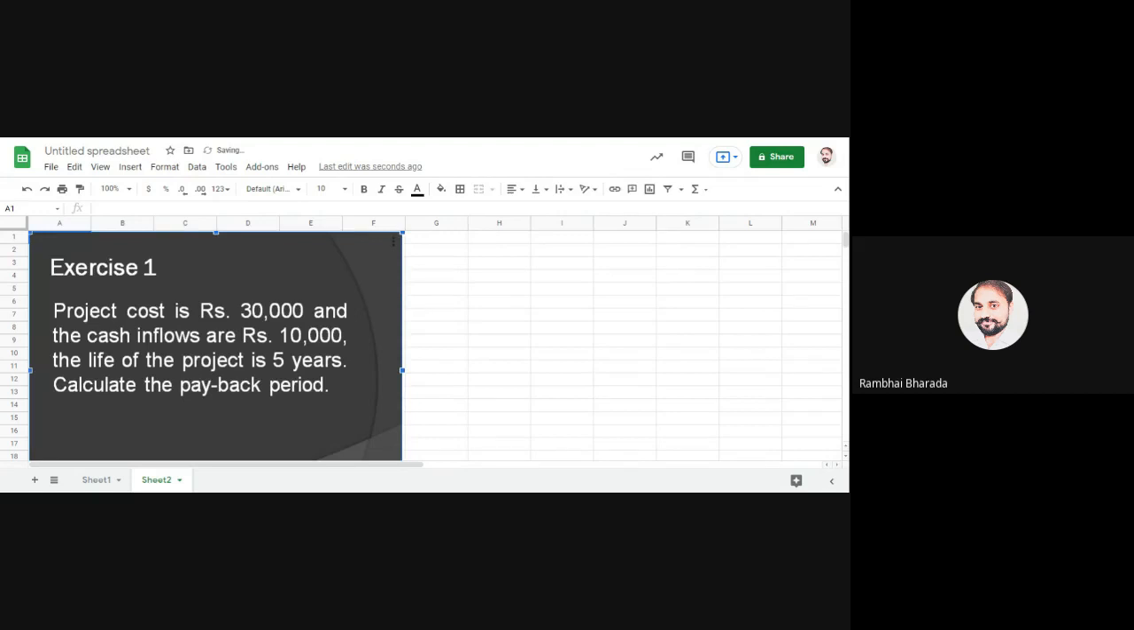If the cash flow is even, it's equal for every year. Payback period PBP is equal to initial investment upon, tell me, PBP is equal to project cost or initial investment upon annual cash inflow. Very good. Annual cash inflow.